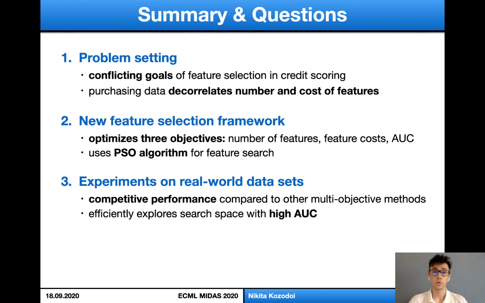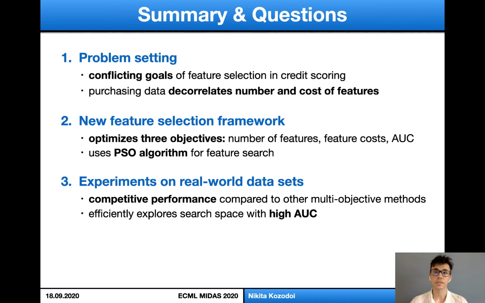To sum up, we discussed the importance of feature selection in high-dimensional environments that are typical for credit scoring and conflicting goals of this business context. We suggested a new feature selection framework that optimizes 3 distinct objectives: AUC, which stands for performance of the scoring model; number of features, which serves as a proxy for model comprehensibility; and data acquisition cost. We also used a novel PSO algorithm to improve feature search.